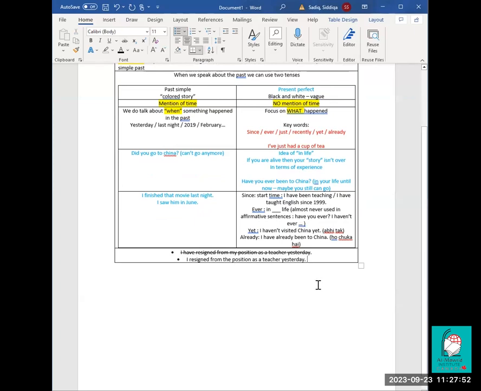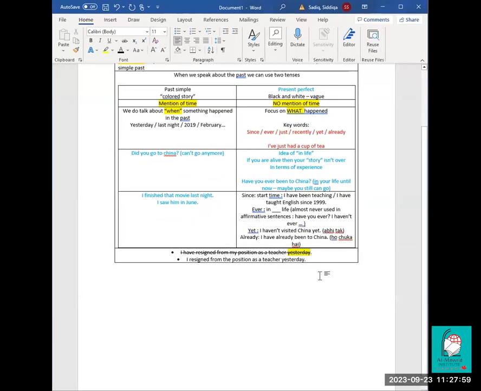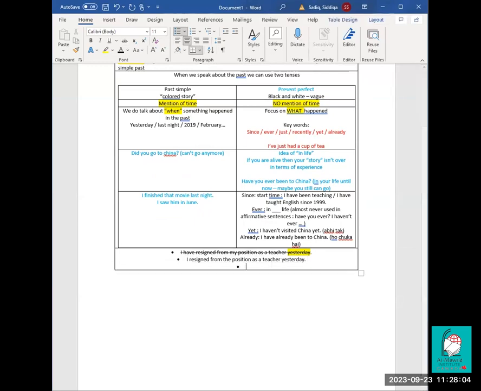Because there is a specific time. You put the word yesterday. Exactly. Yes, because of yesterday. But if you don't put yesterday and you don't want to talk about when you resigned, it's important that you resigned, right? So then you will just say, I have resigned from the position. That's it. And this is also correct.